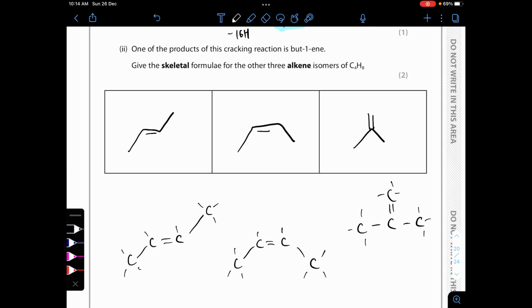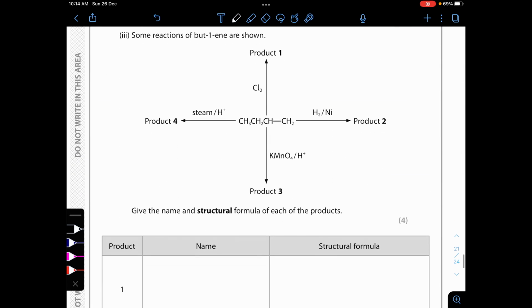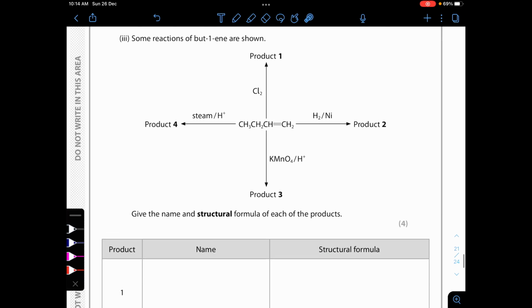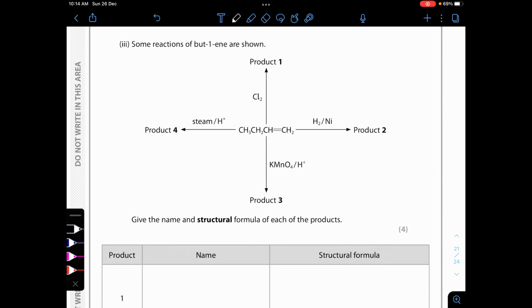Let's move on to part III. So we have some products of butadiene shown. So butadiene adding chlorine, butadiene adding steam, nickel and hydrogen, and KMnO4. Give the structural formulas of each product. Okay, so let's first realize what we're talking about here. So this is halogenation.